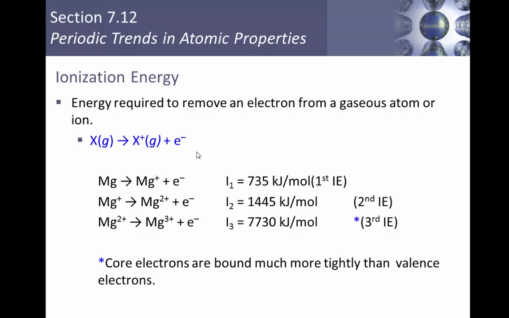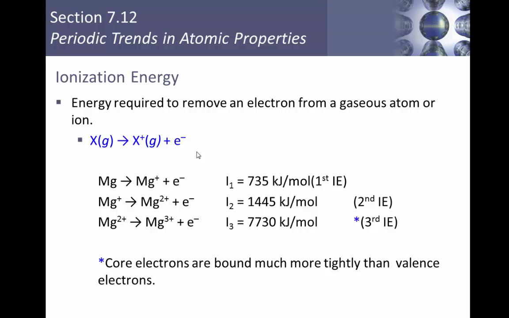So we're starting with magnesium, and we're using magnesium as the example. You can see we start out with neutral magnesium and we remove one electron. It takes 735 kilojoules to do this. Now when we try to remove a second electron, notice the jump, it almost doubles, because the magnesium nucleus is now positively charged, so it's holding that electron much more tightly.